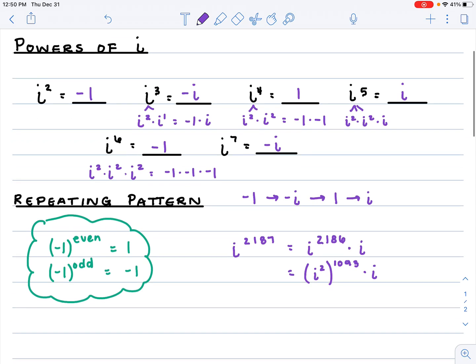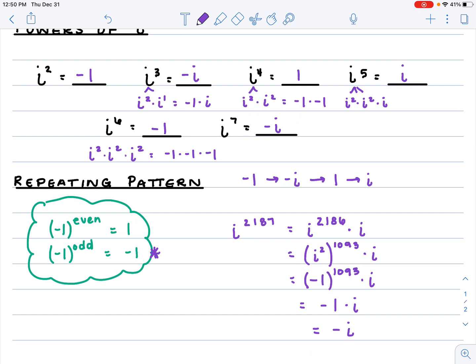Let's look. We know i squared is -1. That is one that we have got down. Now we can remember our -1 facts. If you look at that, 1,093, that's an odd, so we know no matter what, it's always going to be -1. So actually that is just -1 times i, which will result in -i. So I know 2,187, i to that power, is going to give me -i. That's our second number in that pattern there.